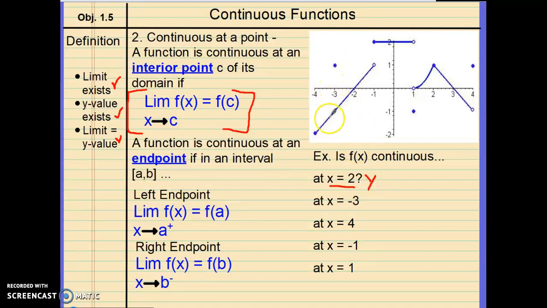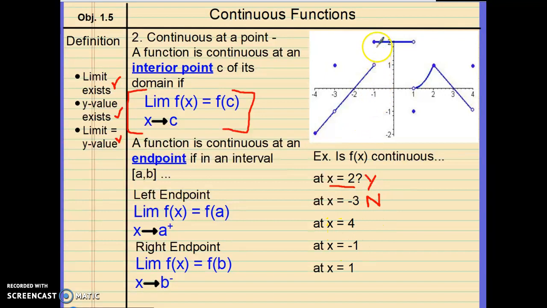And finally, does the limit equal the y value? Well, the limit's negative 1 down here, but the y value is 1. So in that case, we were not able to answer yes to the last question. So it is not continuous. All right, now we're going to come back and look at 4 in just a moment.